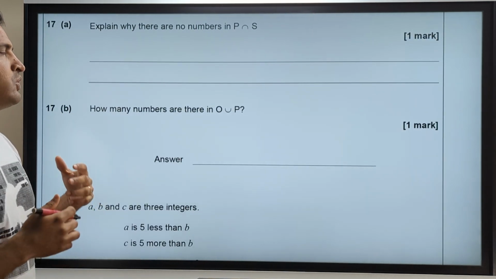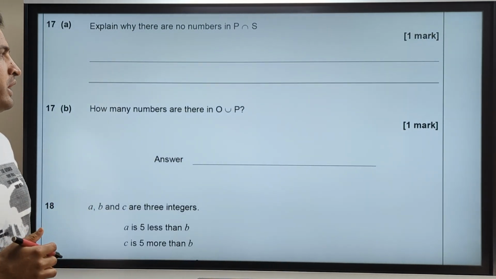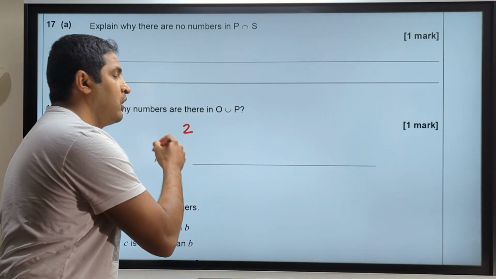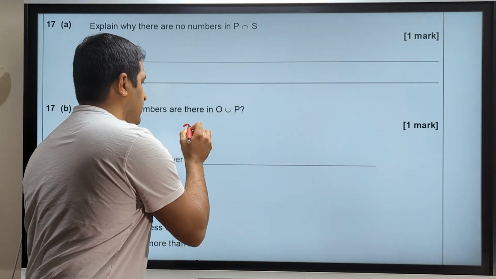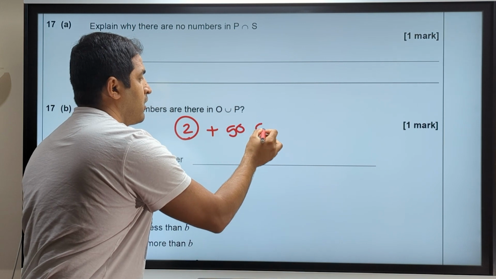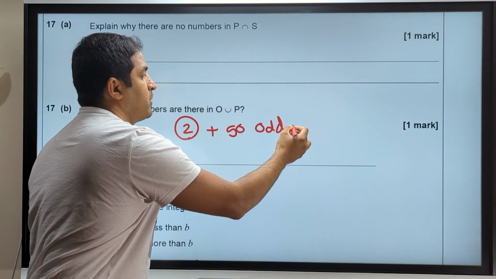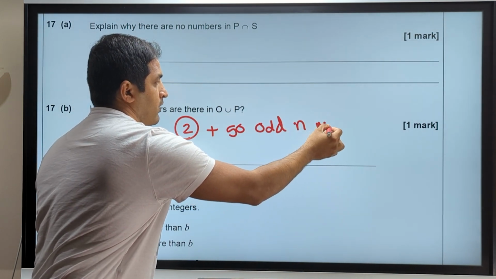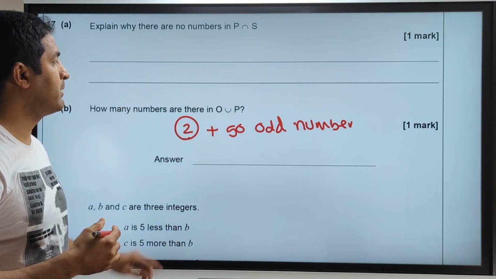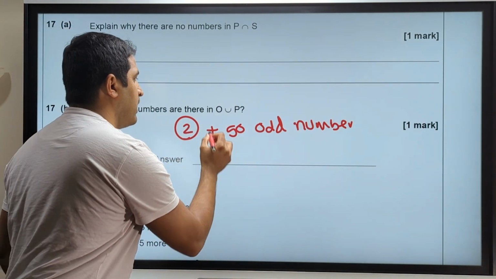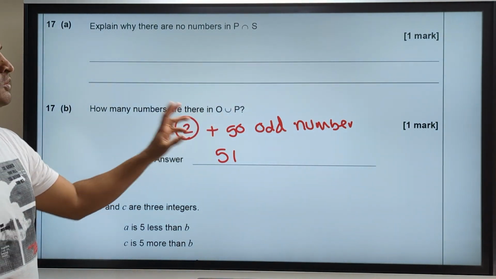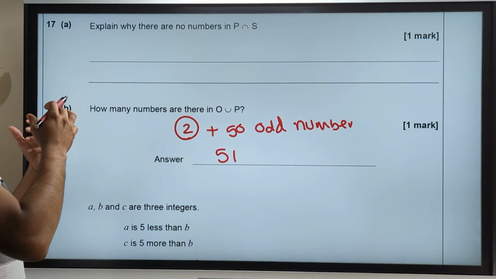So it could be odd numbers or the prime numbers. The only number that's prime and not odd is 2. So we're saying 2 plus the 50 odd numbers between 1 and 100, because all the prime numbers are going to be odd numbers except 2. So O union P would be 51. 51 of those numbers are going to be prime or odd.